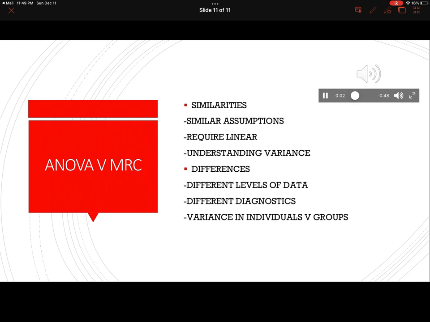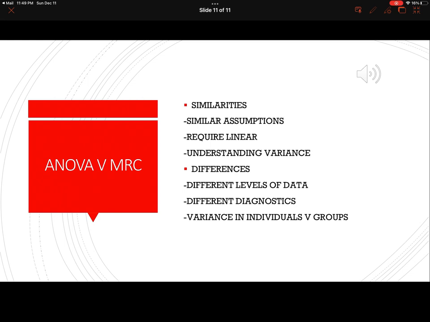There are several similarities and differences between ANOVA and MRC. The similarities are that they both have similar assumptions underlying their models, they offer similar hypothesis tests, require linear data, and their focus is on understanding variance. There are differences in the two parts of the GLM and the way they approach the data. The easiest way to distinguish them is ANOVA is error in observations and MRC is error in model.